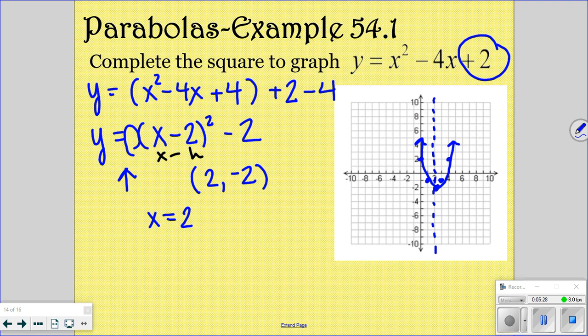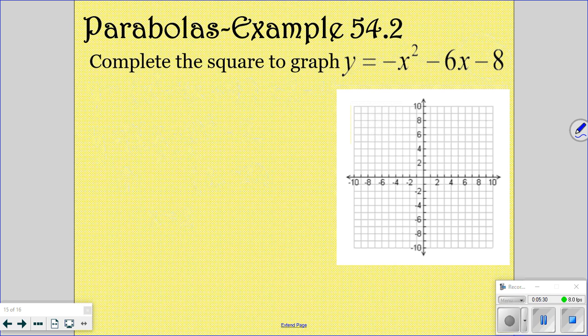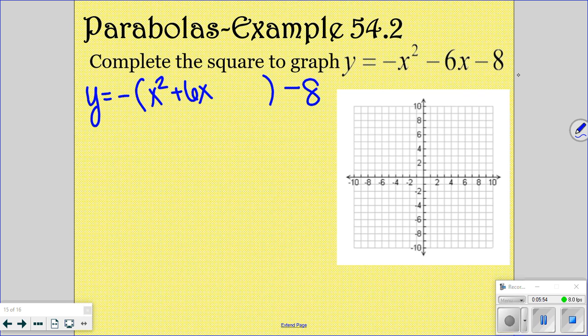Okay, we're going to look at one more example. We want to complete the square to graph this one. So before we can group the x squared and the x term, we have to factor out the negative. So I'm going to say negative and then parentheses. It's going to become a positive x squared and a positive 6. You leave a space and close your parentheses. And then it's going to be minus 8. We're not factoring out the negative from this 8 because we're only factoring it from the part that's in the parentheses. Now we're going to do half and square the 6. So half and square is 9.